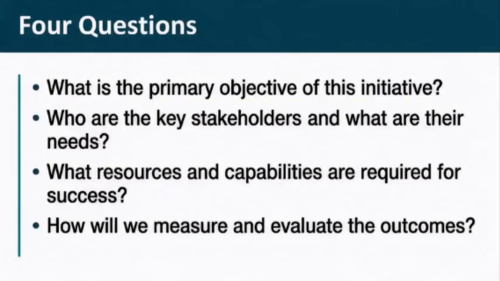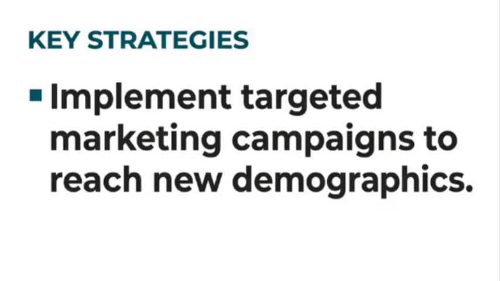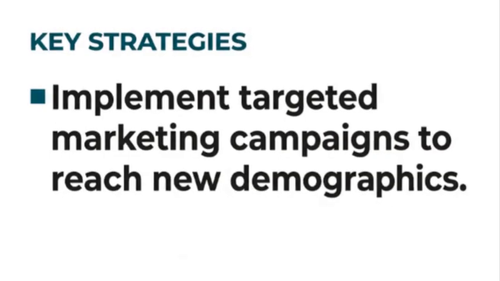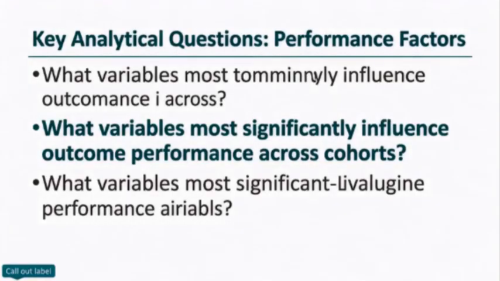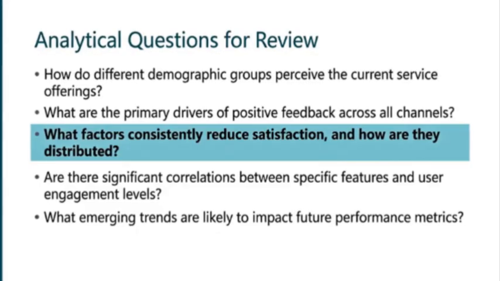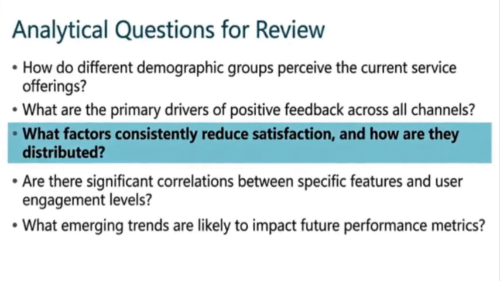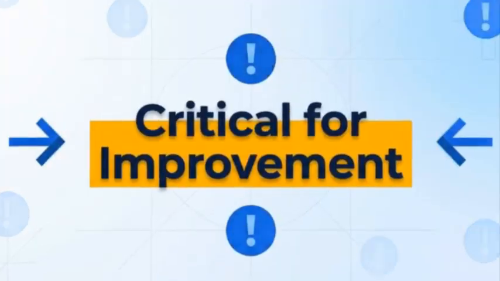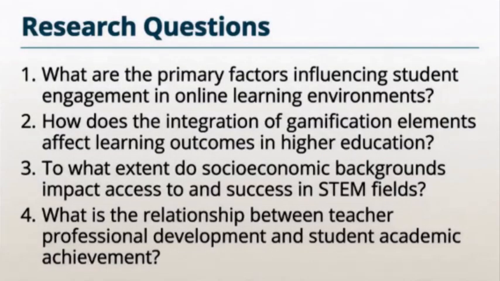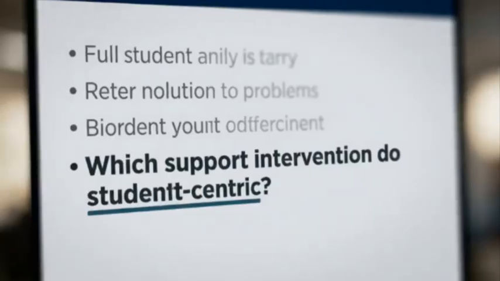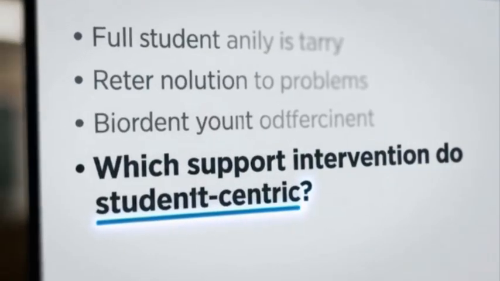To ensure the analysis stays focused on the managerial problem, it is guided by 4 key questions. First, who is in the dataset? We need to understand our student sample. Second, what factors are associated with performance? This helps identify key drivers of success. Third, what factors reduce satisfaction? Pinpointing these issues is critical for improvement. And fourth, which support intervention do students actually prefer? This ensures our solution is student-centric.